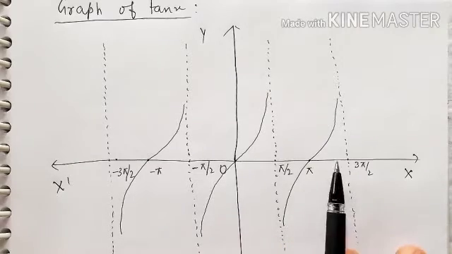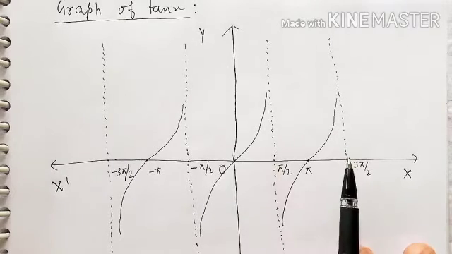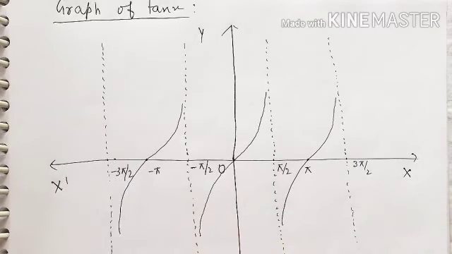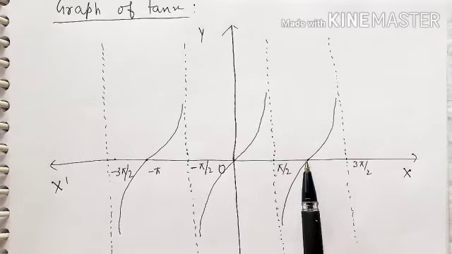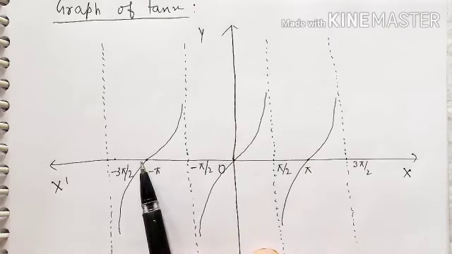Let us deal with tan inverse. This is our graph of tan x. Here we know that it is undefined on odd multiples of pi by 2. So on pi by 2, 3 pi by 2, minus pi by 2, minus 3 pi by 2, it is undefined. It wants to touch the graph, but it cannot touch. And it becomes 0 at integral multiples of pi. That's why it becomes 0 at pi, at 0, and at minus pi.